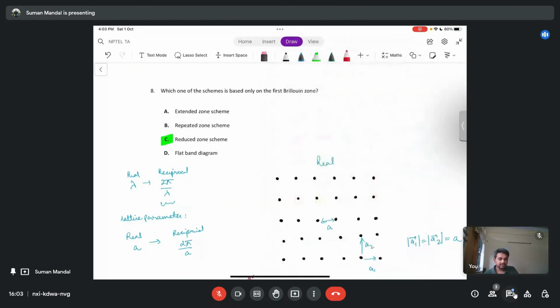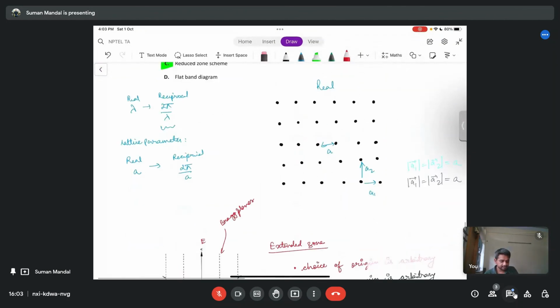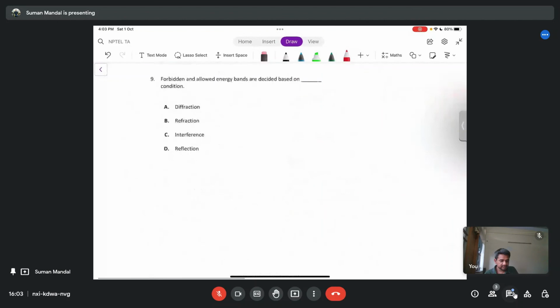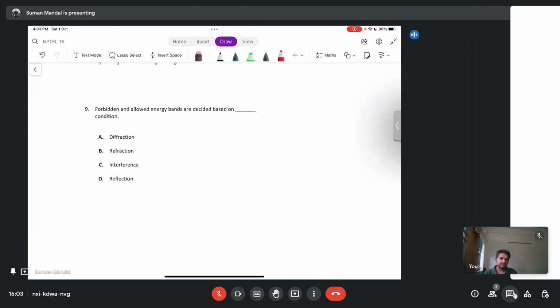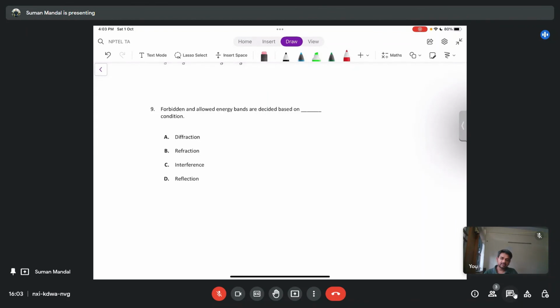We have one last question. Okay, we have two more questions. So the forbidden and the allowed energy bands are decided based on which of these conditions? Diffraction, refraction, interference, and reflection.